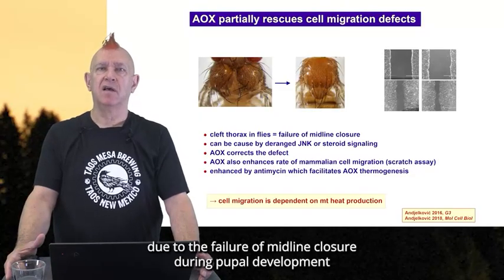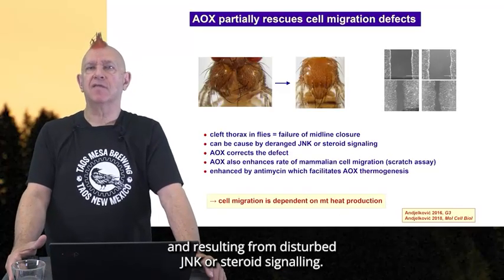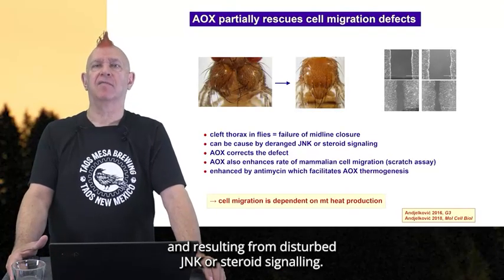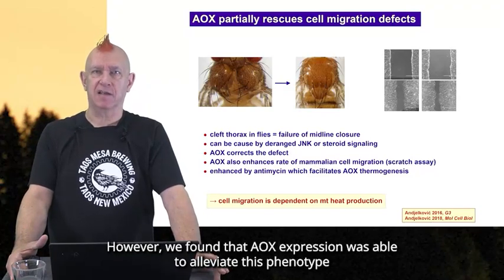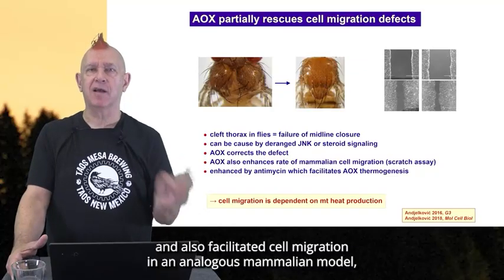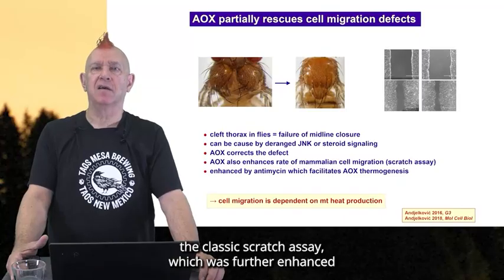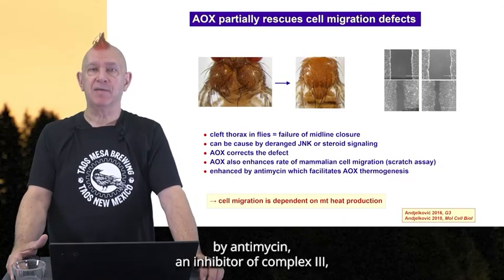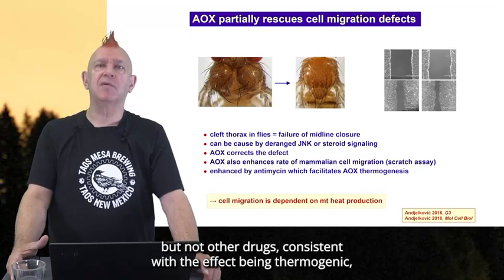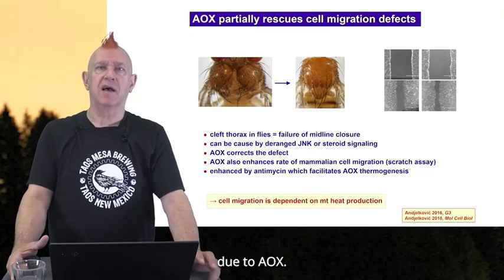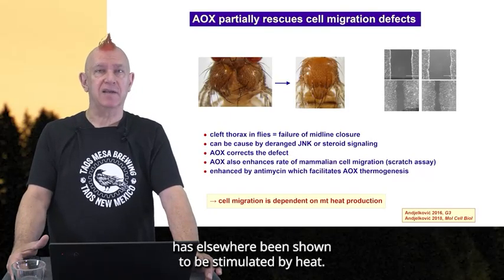cleft thorax, due to the failure of midline closure during pupal development and resulting from disturbed JNK or steroid signaling. However, we found that AOX expression was able to alleviate this phenotype and also facilitated cell migration in an analogous mammalian model, the classic scratch assay, which was further enhanced by antimycin, an inhibitor of complex 3, but not other drugs, consistent with the effect being thermogenic due to AOX. Cell migration has elsewhere been shown to be stimulated by heat.